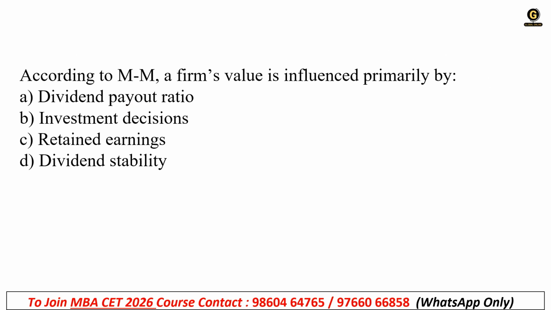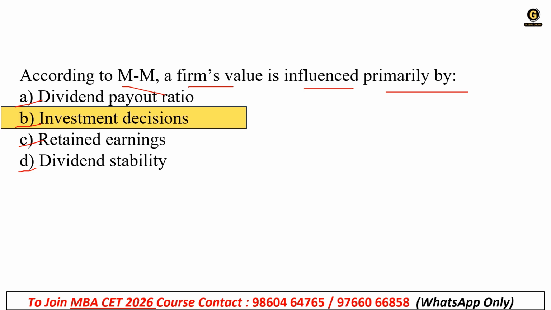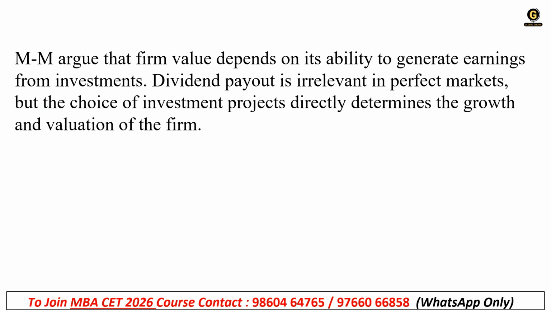Next, according to MM, a firm's value is influenced primarily by A. Dividend payout ratio, B. Investment decisions, C. Retained earnings, or D. Dividend stability. So that is investment decisions. MM argue that firm value depends on its ability to generate earnings from investments. Dividend payout is irrelevant in a perfect market, but the choice of investment projects directly determines the growth and valuation of the firm.